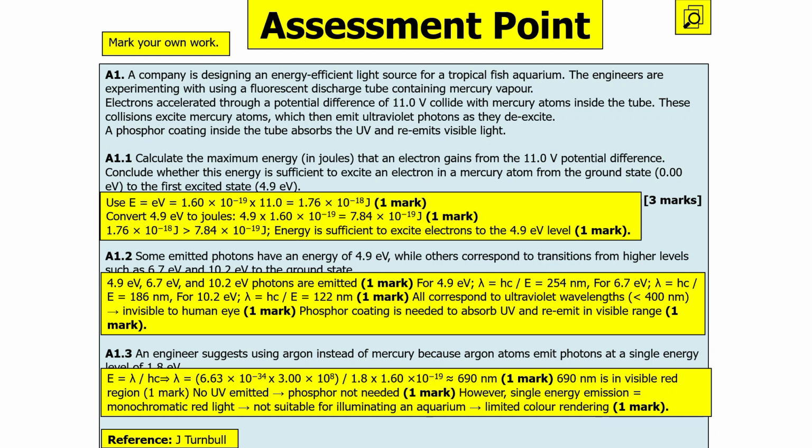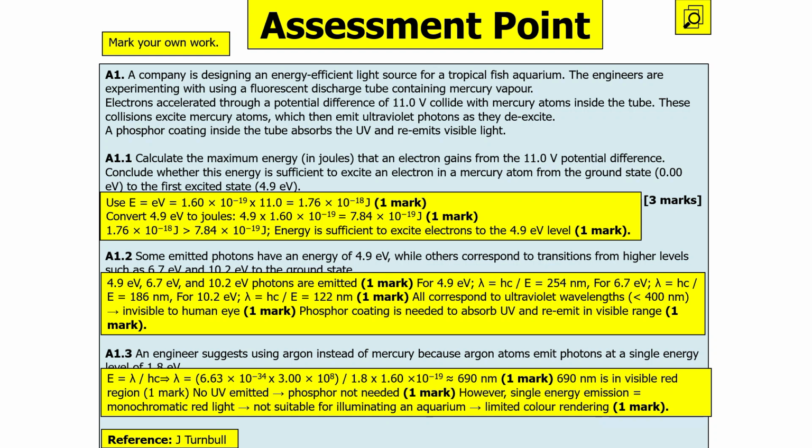Finally, we know E equals hc over lambda, so lambda is equal to 690 nanometers. Now 690 nanometers is in the visible red spectrum, so it tells us that no UV is emitted and a phosphor would not be needed. However, single energy emission would produce monochromatic red light, which probably wouldn't be suitable for illuminating an aquarium.